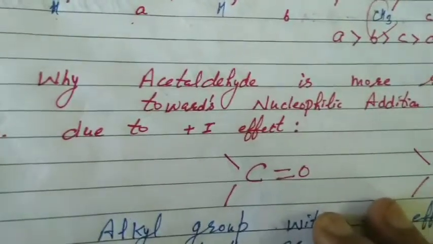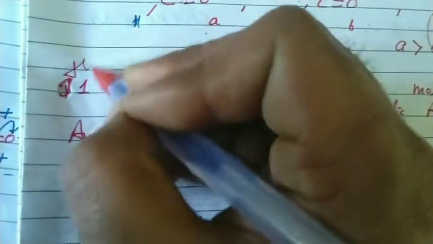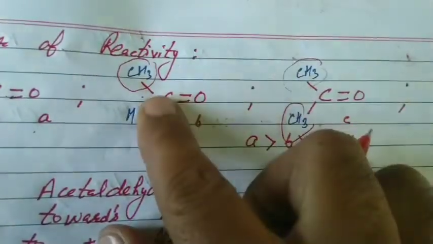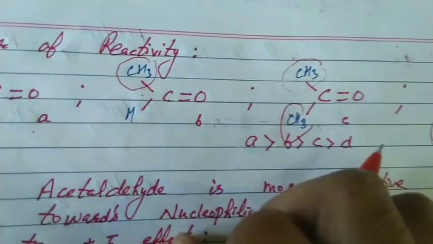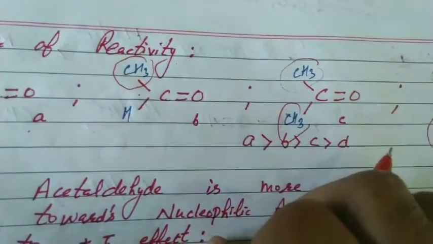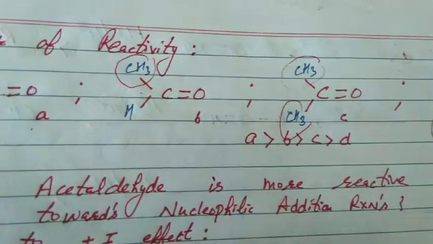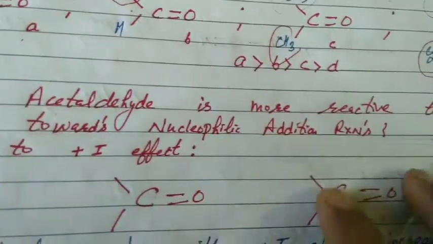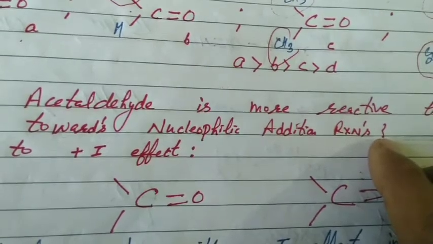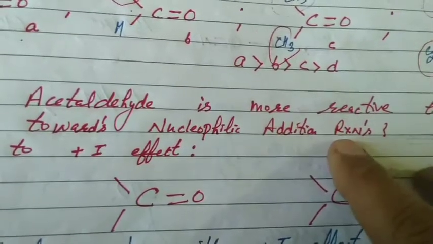Now, students, our chapter is aldehyde and ketone. That's an important question. Out of aldehyde and ketone, which is more active? Aldehydes are more active. As the size of the groups around the carbonyl carbon atom increases, reactivity decreases. Why is acetaldehyde more reactive than acetone towards nucleophilic addition reaction? We have to explain. There are two or three reasons.